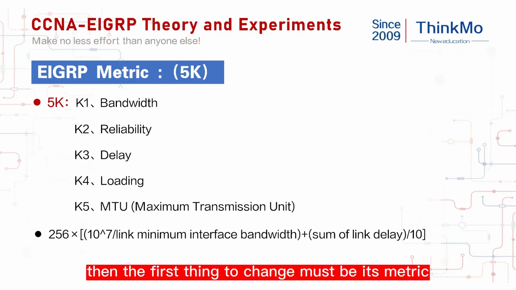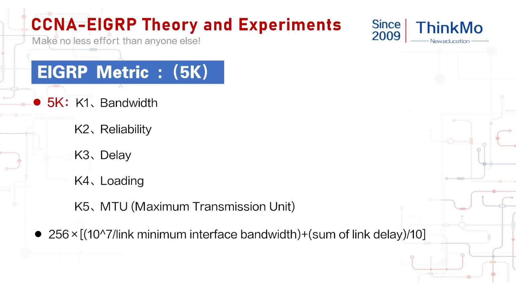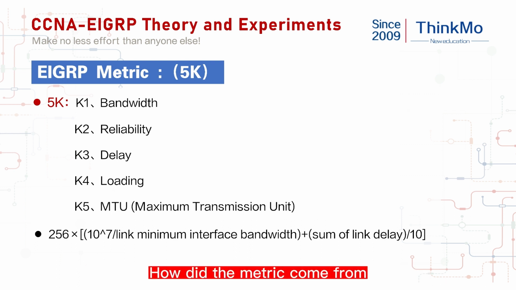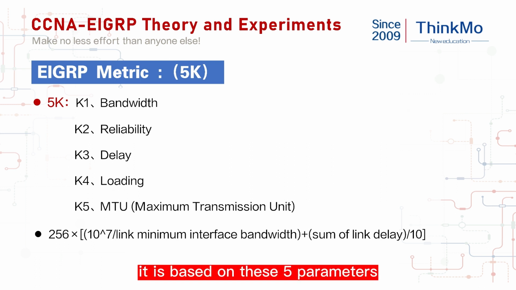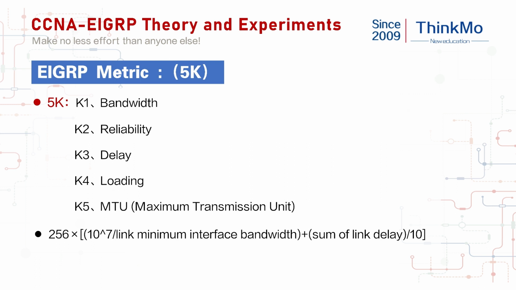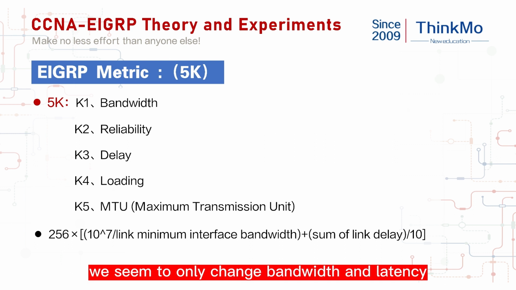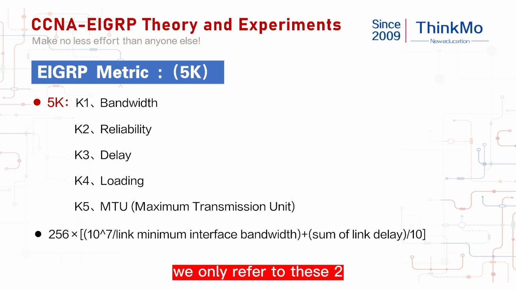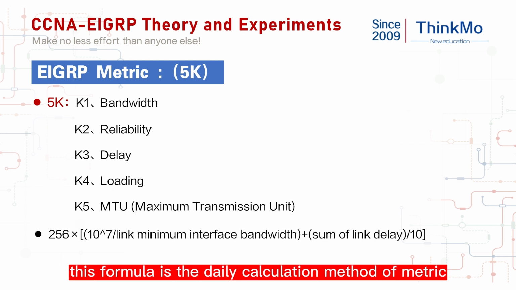Then the first thing to change must be its metric. How is it modified? How did the metric come from? It is based on these 5 parameters. But usually, we seem to only change bandwidth and latency. We only refer to these 2. And everyone can see, there is a formula under it. This formula is the daily calculation method of metric.